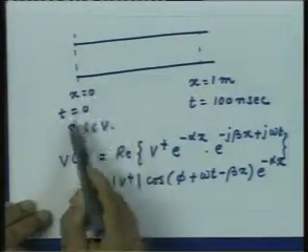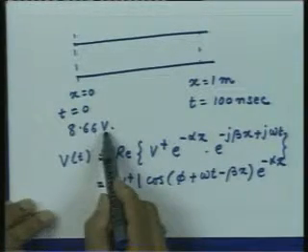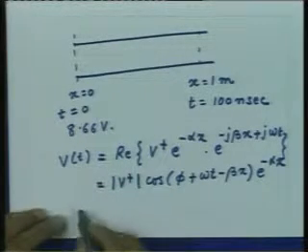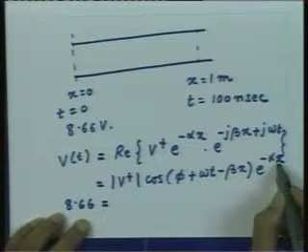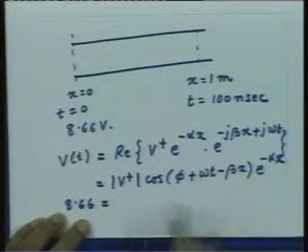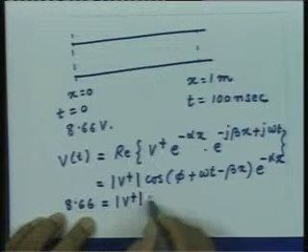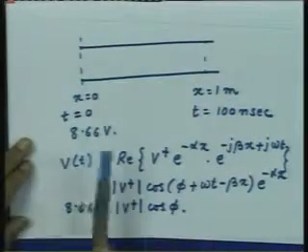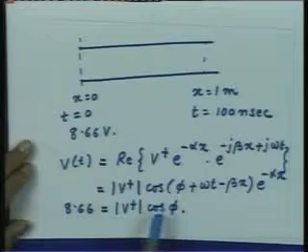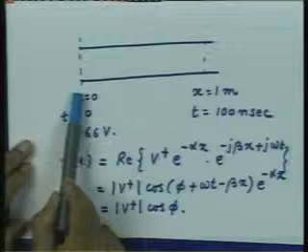Now, substituting the given condition that at x equal to 0, t equal to 0, the voltage is 8.66, I get 8.66 equal to V plus cos of phi, since the other terms go away. Without knowing the initial phase at this location, I cannot solve the problem. One possibility is to assume that this quantity has 0 phase. However, in general this phase might not be 0.